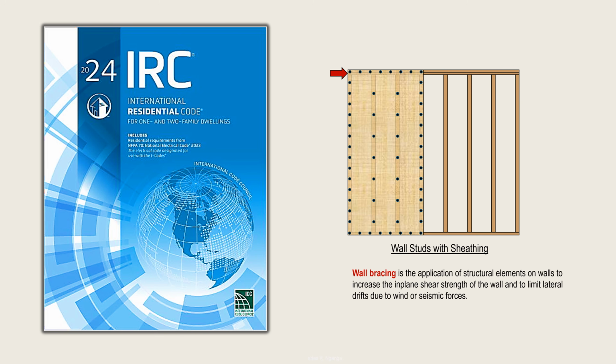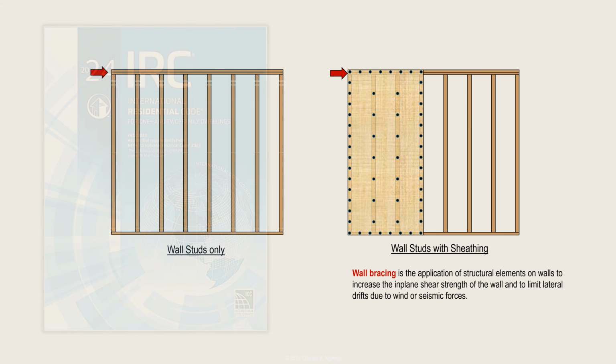Wall bracing is the application of structural elements on walls to increase the in-plane shear strength of the wall and to limit lateral drifts due to wind or seismic forces. The term in-plane refers to the direction parallel to the length of the wall. If a wall extends from east to west, the in-plane direction is the east-west direction.